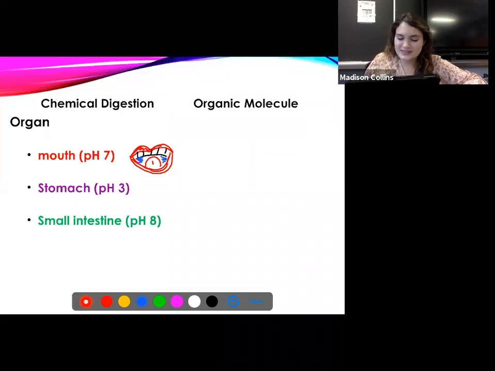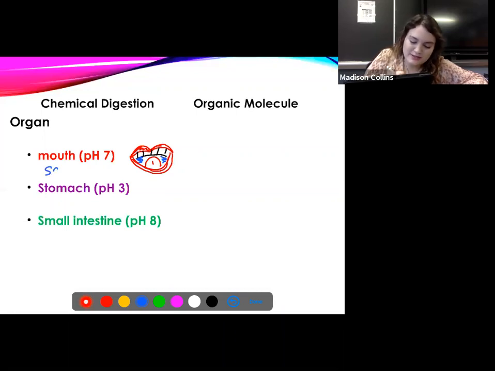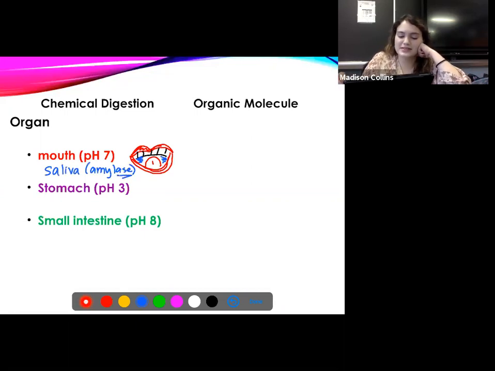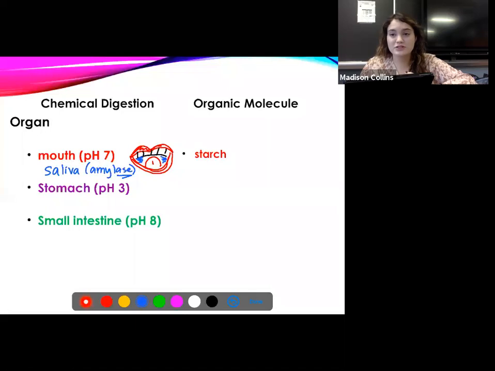But that saliva is actually full of an enzyme called amylase. And amylase's job, remember it ends in ASE, so we know that's an enzyme, is to break down starch. So that's why if you stick a cracker in your mouth, it's going to just naturally dissolve over time. You don't have to chew it because that amylase is already breaking down the starch in your mouth before you even start chewing.